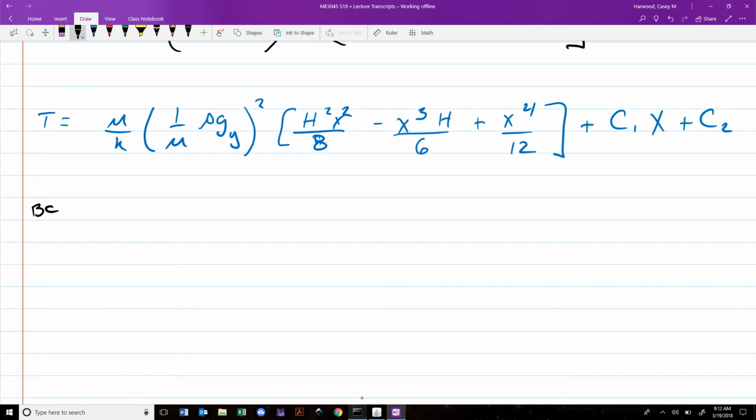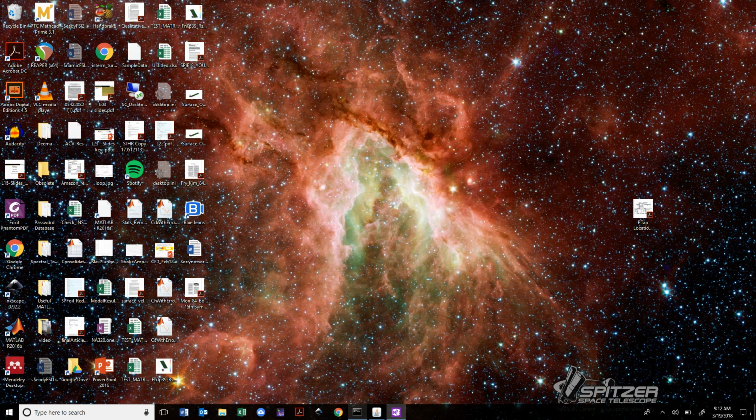Boundary condition number 1 would be temperature at 0 is equal to, we'll call this T cool, or TC. If we plugged in x equals 0 everywhere in here, the only thing we'd end up with is our C2.